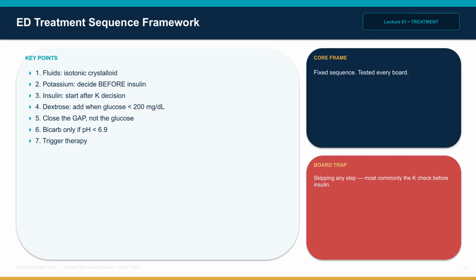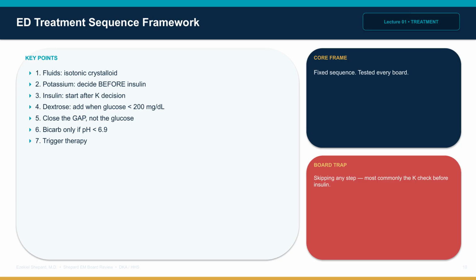The ED DKA treatment sequence is fixed and tested. So the first thing is fluids. Start these patients on isotonic crystalloid resuscitation immediately. Second, potassium. Check the level and decide whether to give potassium or to hold insulin. Third, insulin. Start the drip only after the potassium decision is made. Fourth, dextrose. Add when glucose drops below 200 milligrams per deciliter to continuous insulin until the gap closes. Fifth, close the gap, not the glucose. Continue insulin until the anion gap normalizes, then transition them to subcutaneous insulin with overlap.